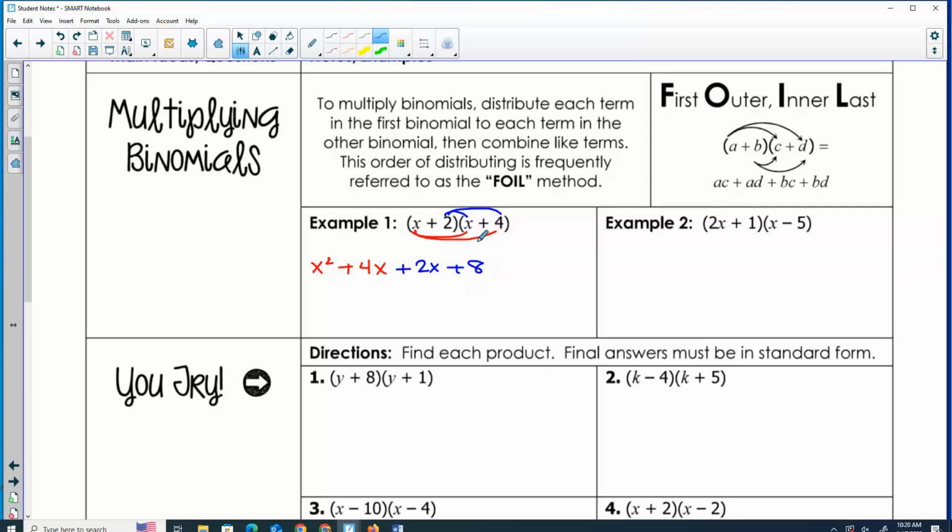A lot of times, when we're multiplying a binomial times a binomial, so that means 2 terms in each parenthesis, we call it FOIL. It's just kind of an acronym to help you remember what you're doing. You multiply the first things in each parenthesis, the outside things, the inside things, and the last things. So first, outside, inside, last, FOIL. Now we just combine like terms. So we have x squared, 4x plus 2x, so 4 plus 2 is 6x plus 8. And that is our final answer.